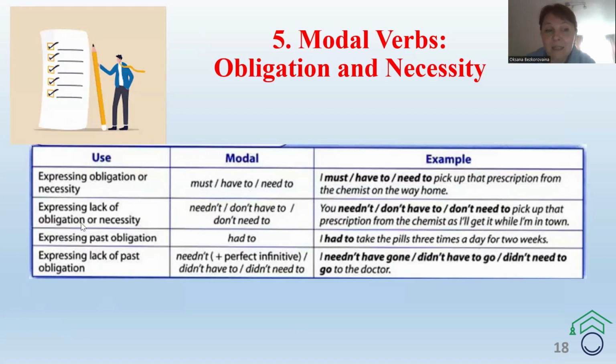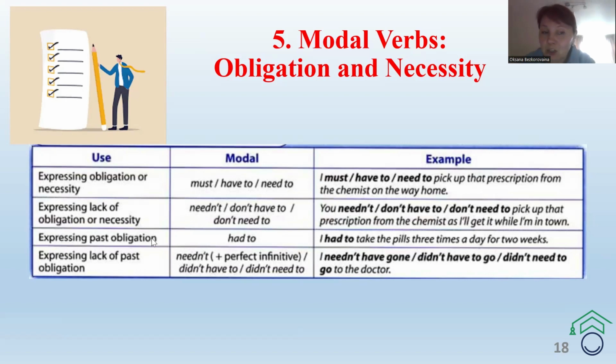Expressing lack of necessity or obligation, we use needn't, don't have to, or don't need to. Pay attention, we can't use mustn't here. Yeah? In negative sentences, we use needn't, don't have to, don't need to. For example, you needn't pick up that prescription. You don't have to pick up that prescription. Or you don't need to pick up that prescription. Yeah? Need is a semi-formal verb. Yeah?